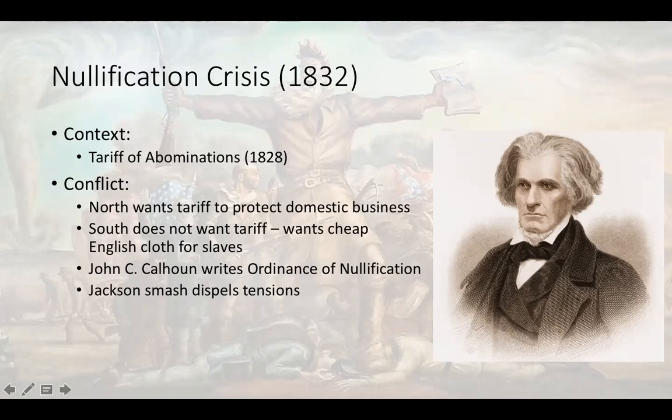Calhoun writes a famous document called the Ordinance of Nullification, where he basically calls upon the states and says, if the federal government makes a law that you don't like, you are perfectly within your right as a state to nullify it. Jackson obviously responds to this quite harshly. He says he's going to go hang John C. Calhoun from a tree. He uses the military to force South Carolina to pay the federal tariff, which South Carolina does because they are cowards.